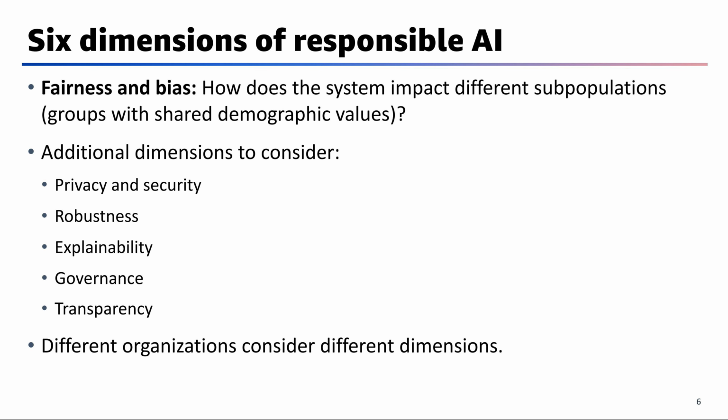Governance. Is there a process to define, implement, and enforce responsible AI practices within the organization? Transparency. How is information about the AI system communicated so that stakeholders can make informed choices about use of the system? The dimensions might also be known as pillars, principles, virtues.